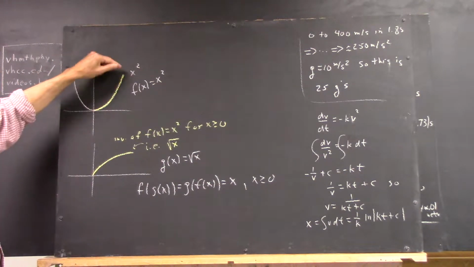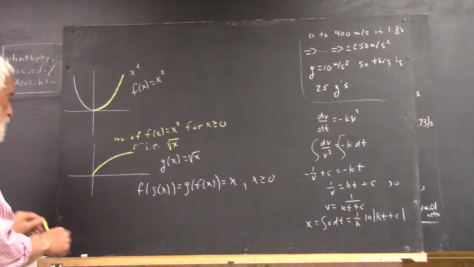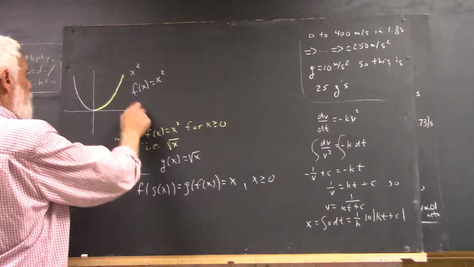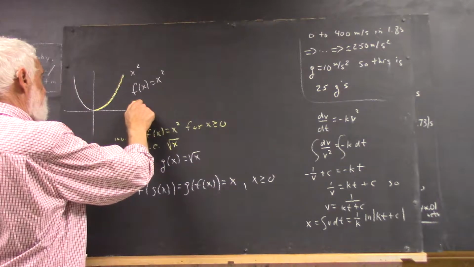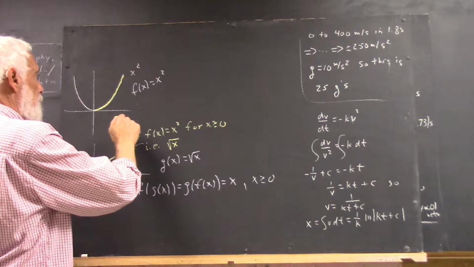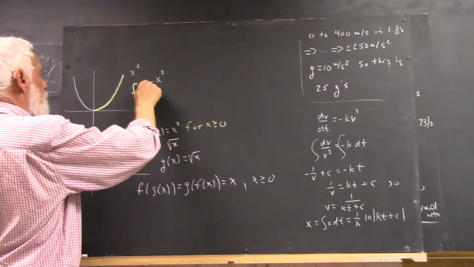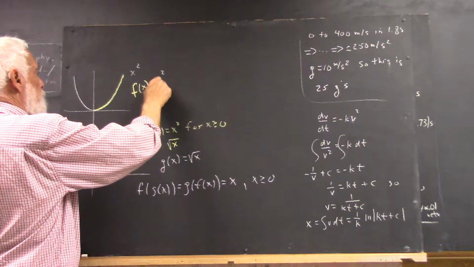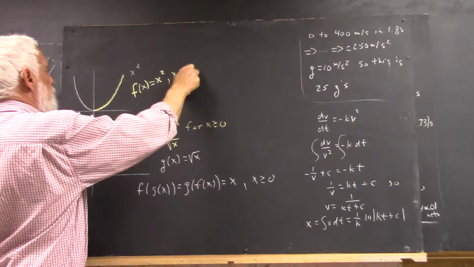If we take this part of the graph for x greater than or equal to 0, I could actually write down the yellow one. So we call this g of x, we call this f of x. I'm going to do the yellow function: f of x equals x squared, with the restriction that x is greater than or equal to 0.